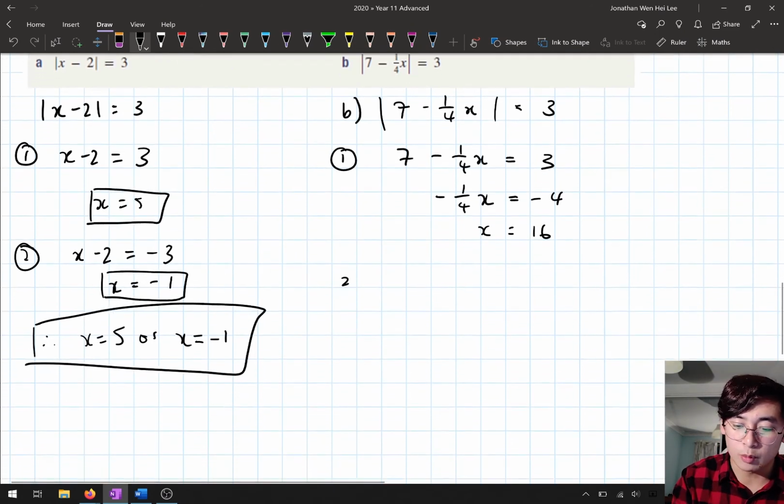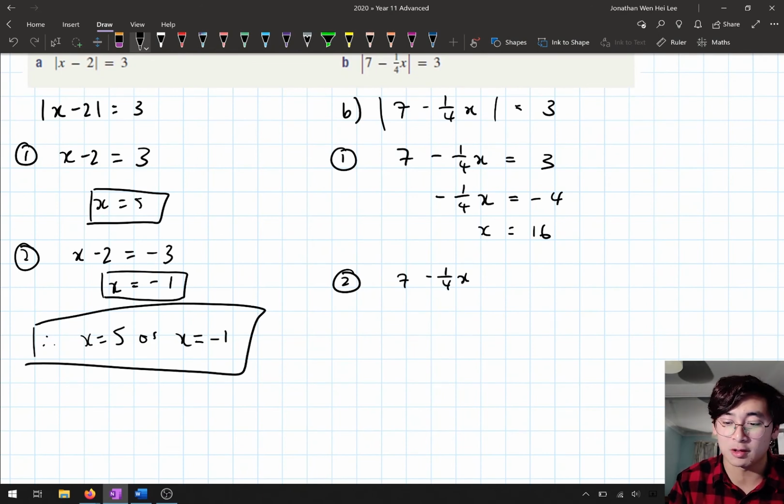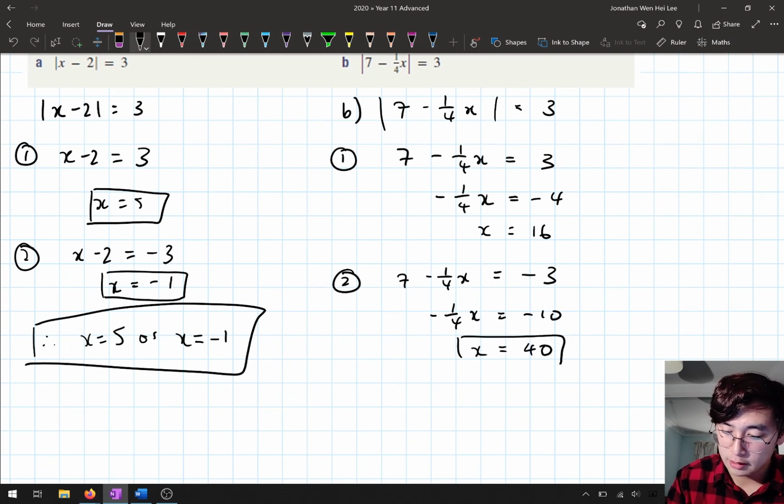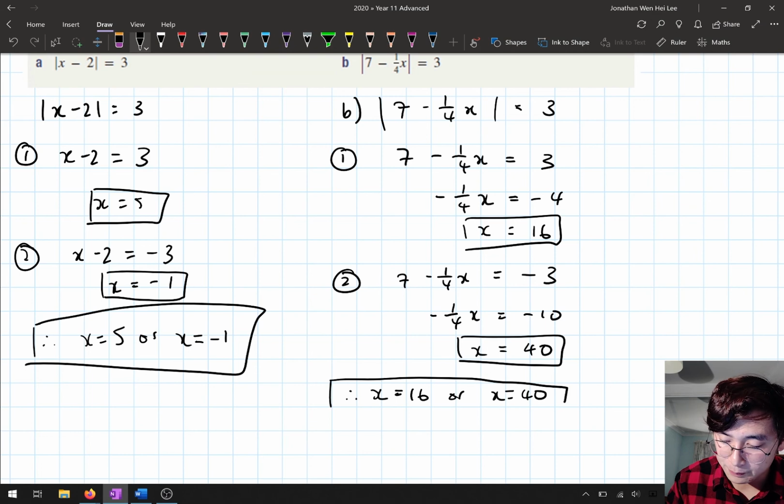And the second case is when, well, we've got 7 minus 1 over 4x, the stuff inside my absolute value, is equal to minus 3. And so here for this example, I've got negative 1 over 4x is equal to minus 10, so x is equal to 40. And so here, my final answer is, therefore, x is equal to 16 or x is equal to 40.